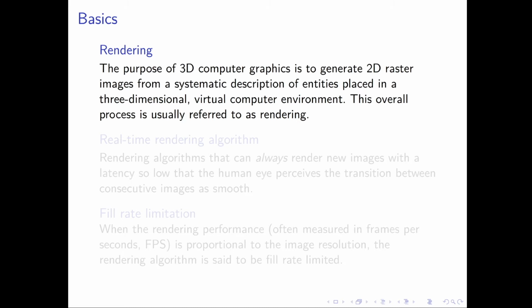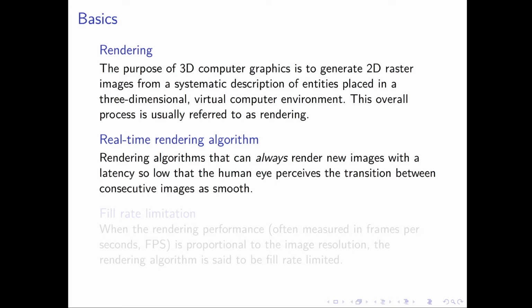So the basic operation of 3D computer graphics is rendering. Rendering is the process of generating a 2D raster image from a systematic description of certain entities that are placed in 3-dimensional space, like in a virtual 3-dimensional environment. And the overall process of generating those 2D raster images we call rendering.